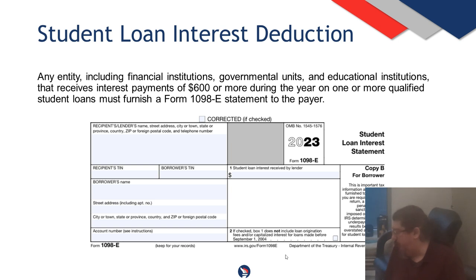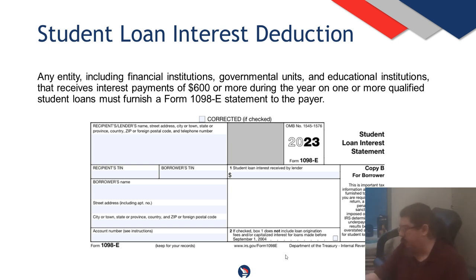If you did pay student loan interest, you will get a Form 1098-E, or most likely will get. If the institution that you borrowed from, whether it's a regular financial institution or government unit or the educational institution itself, if they're in the business of providing student loans, then they'll probably issue a 1098-E.